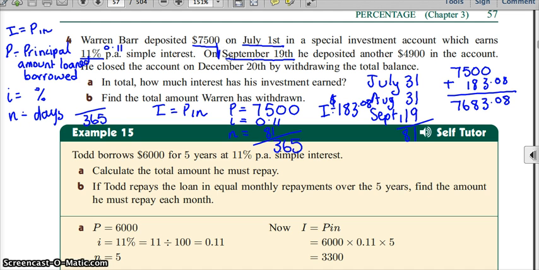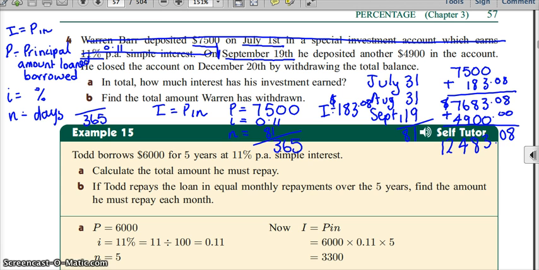So we've done some calculating to there, and that no longer makes any difference to us. Okay? But on September 19, he deposited another 4,900. What do we have to do with that 4,900 and this amount here? Add them together. In the account. Okay? So how much has he got now on September 19th? $12,483.08. And that becomes your new P.